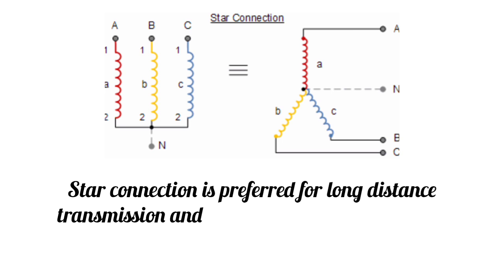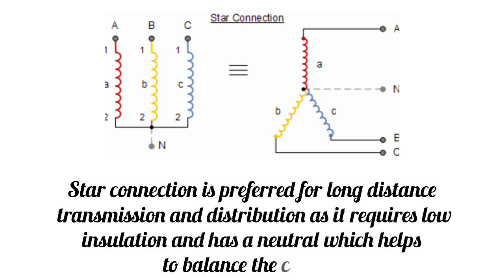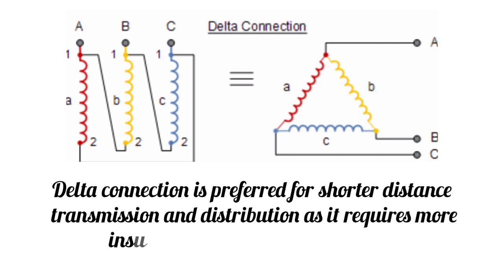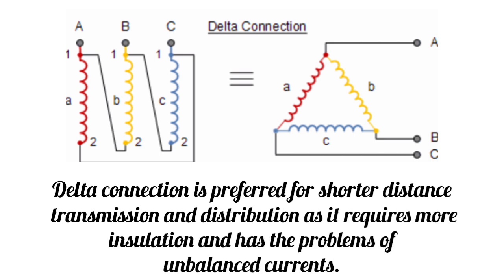Star connection is preferred for long-distance transmission and distribution as it requires low insulation and has a neutral which helps to balance the circuit. Delta connection is preferred for shorter distance transmission and distribution as it requires more insulation and has the problem of unbalanced currents.